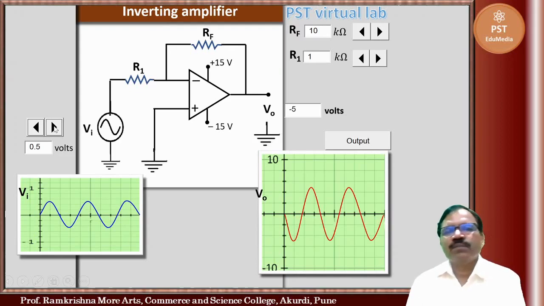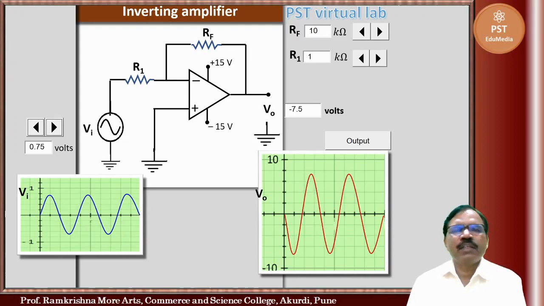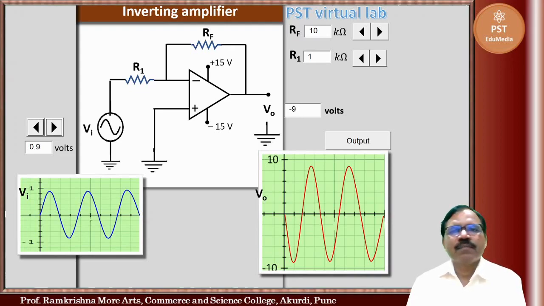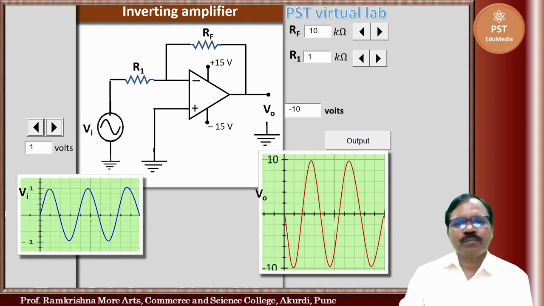So see here: 0.5 gives minus 5, 0.55 gives minus 5.5, 0.6 minus 6, 0.65 minus 6.5, 0.7 minus 7, 0.75 minus 7.5, 0.8 minus 8, 0.85 minus 8.5 volt, 0.9 minus 9 volt, 0.95 minus 9.5 volt, and for 1 volt we get minus 10 volt, and correspondingly the amplitude of the sine wave increases.